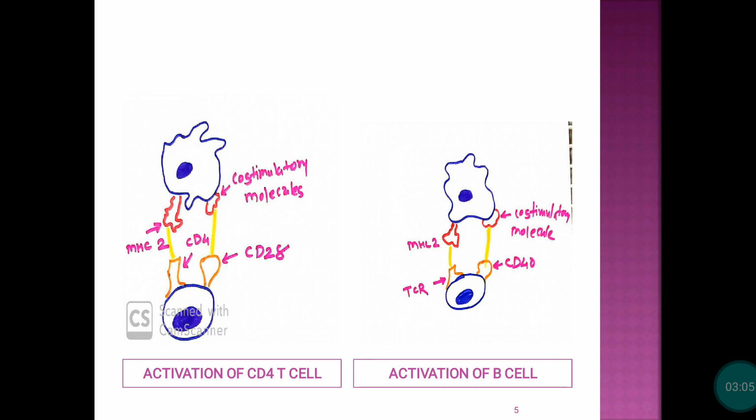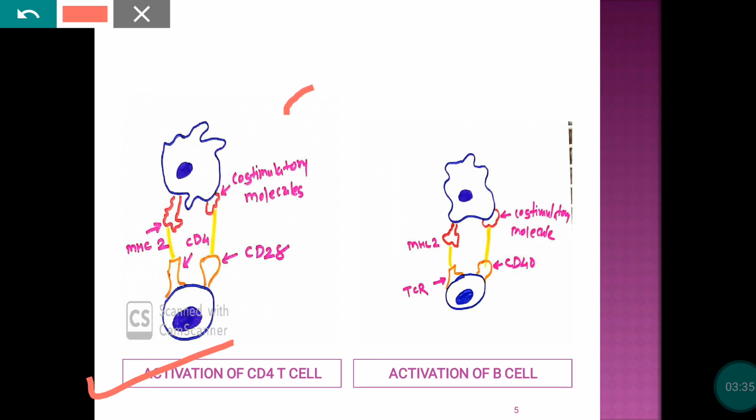Before I proceed further, you need to know how CD4 T lymphocytes, CD8 T lymphocytes and B cells get activated when they are stimulated by antigen. First of all, we will talk about the activation of the CD4 T lymphocyte, how it gets activated. If you understand these mechanisms, then you will be able to understand graft rejection.